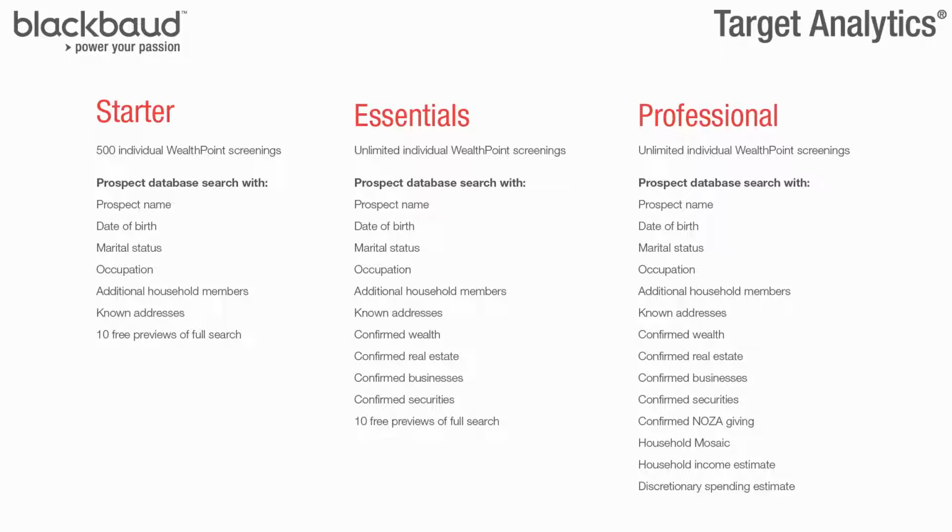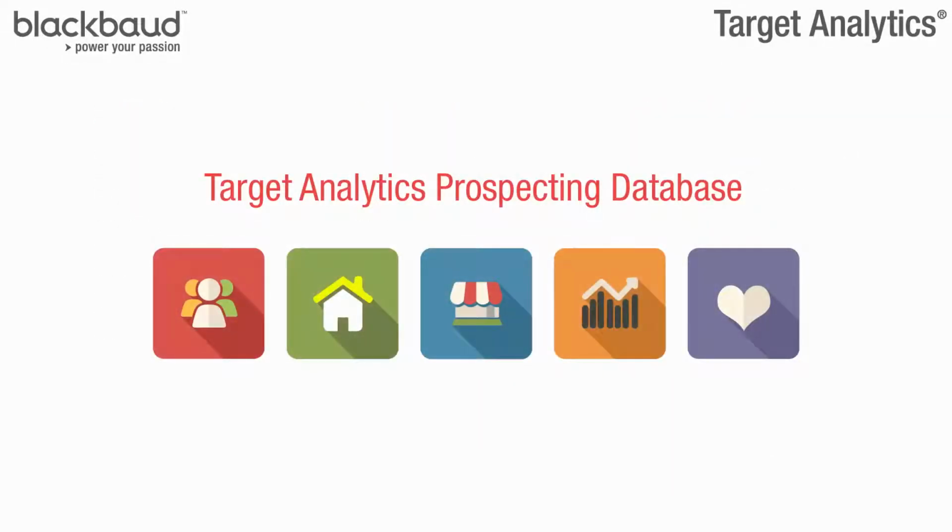Based on your subscription level, the search options and data access may vary. For this video, we'll show what it looks like if you have the professional subscription. While not as comprehensive as a full WealthPoint screening, the prospecting database does provide an initial data set that you can use to identify your prospect. The initial data set covers biographical, real estate, business ownership, securities, and philanthropic giving information.